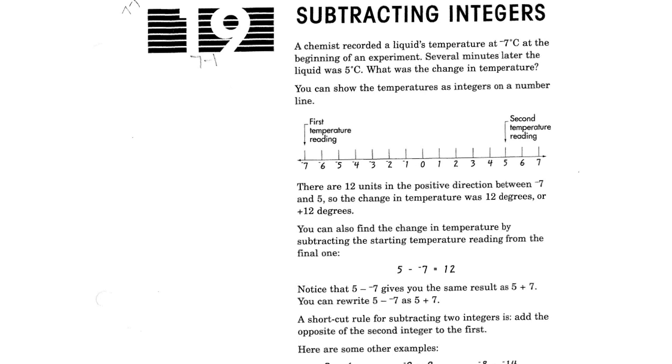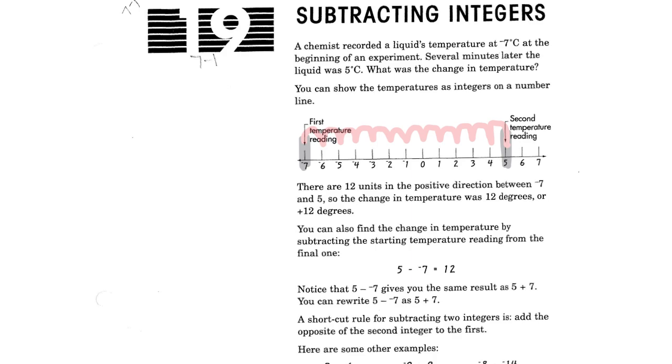You can show the temperature as integers on a number line. There are 12 units in the positive direction between -7 and 5. So the change in temperature was 12 degrees, or a positive 12 degrees. Now, if you look, here's our -7, here's our 5. And if I count going 1, 2, 3, 4, 5, 6, 7, 8, 9, 10, 11, 12, so there was 12 degrees change.